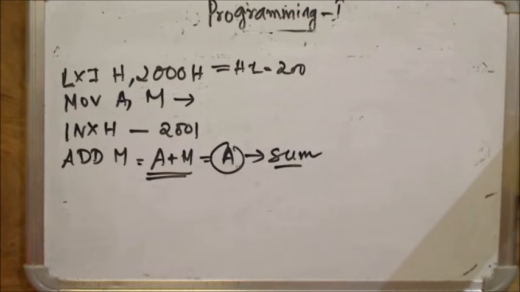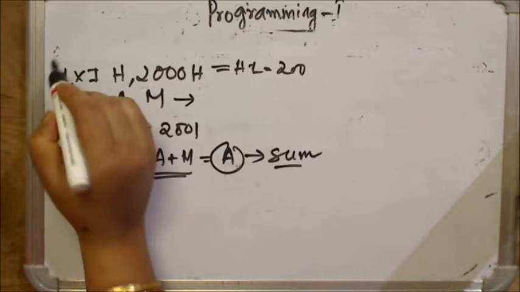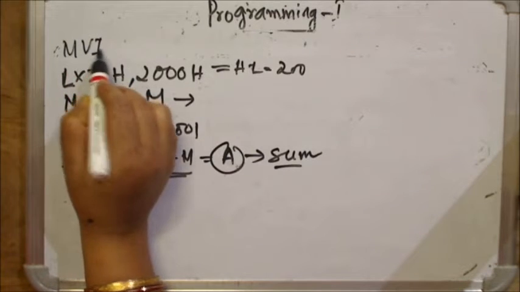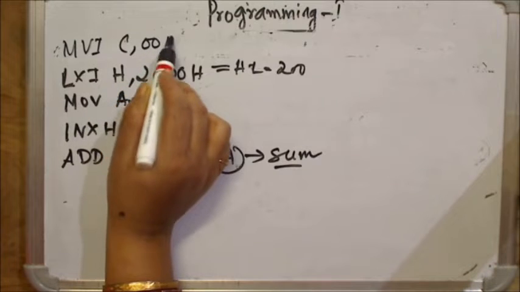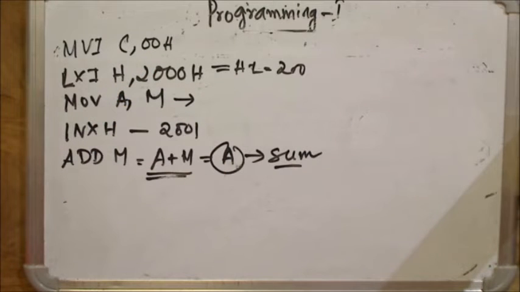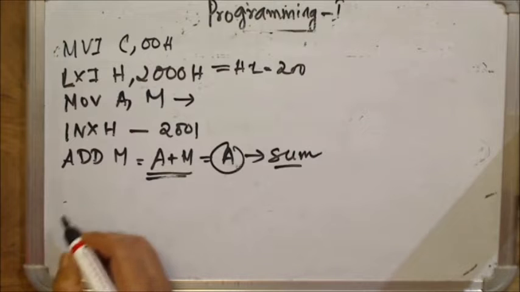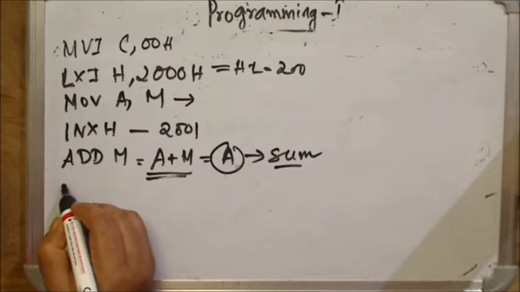Now in the previous program, we saw that if there is an addition, there is a possibility of carry. As you are going to look for carry, you have to handle the carry in the same way. How to handle the carry? First you have to initialize the carry register, that is C, with the value 00H, MVI C, 00H, at the beginning of the program. If there is a carry, then increment the carry register.